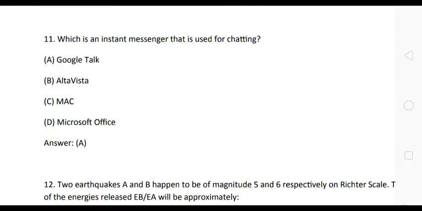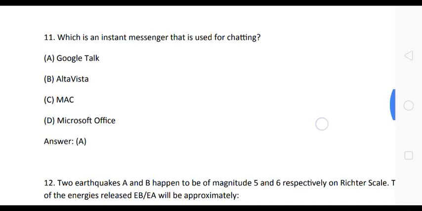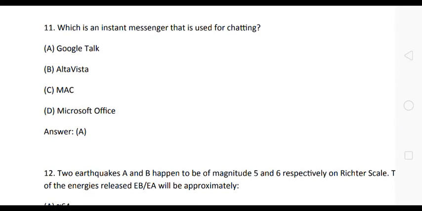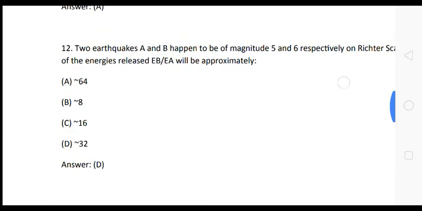Now let us see the next question. Very important question. Which is an instant messenger that is used for chatting? Here the correct answer is option A, Google Talk. Okay friends, Google Talk is an instant messenger that is used for chatting.